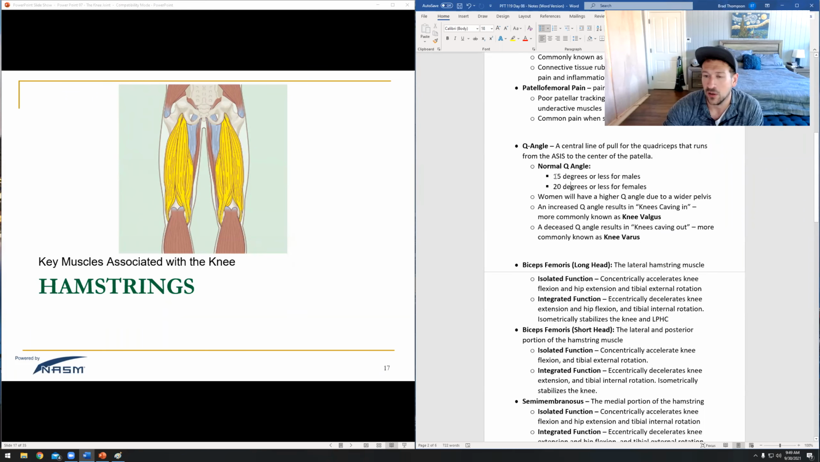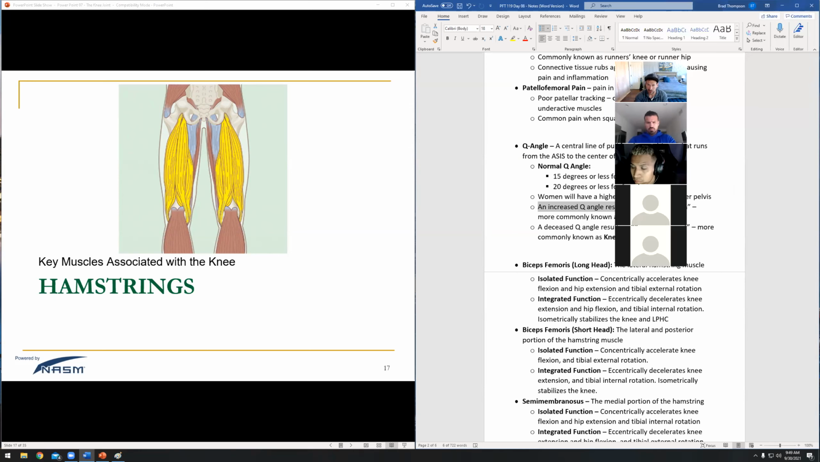So normal Q angle, 15 degrees or less for men, 20 degrees or less for women. Women have a naturally higher Q angle because they have a naturally wider pelvis than we do. If you're increasing your Q angle, if the angle is greater than it's supposed to be and your knees are caving in, we call that knee valgus.